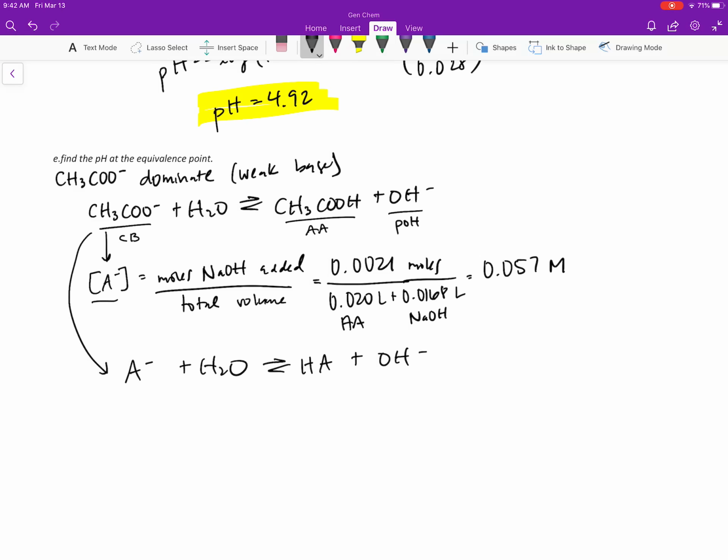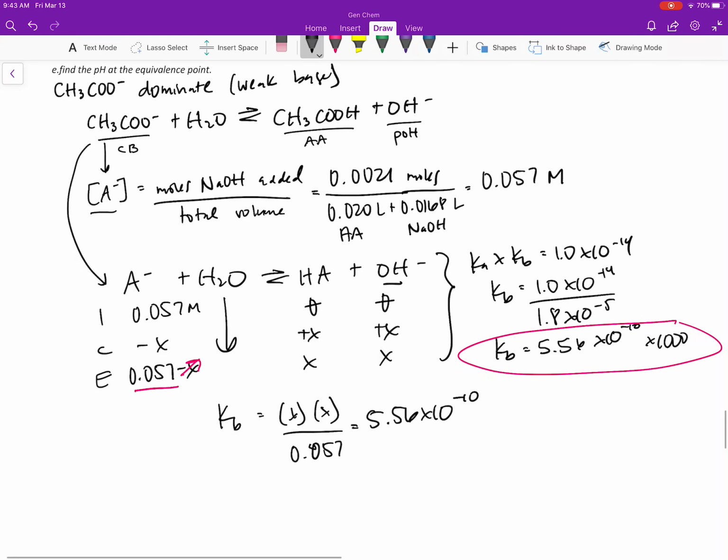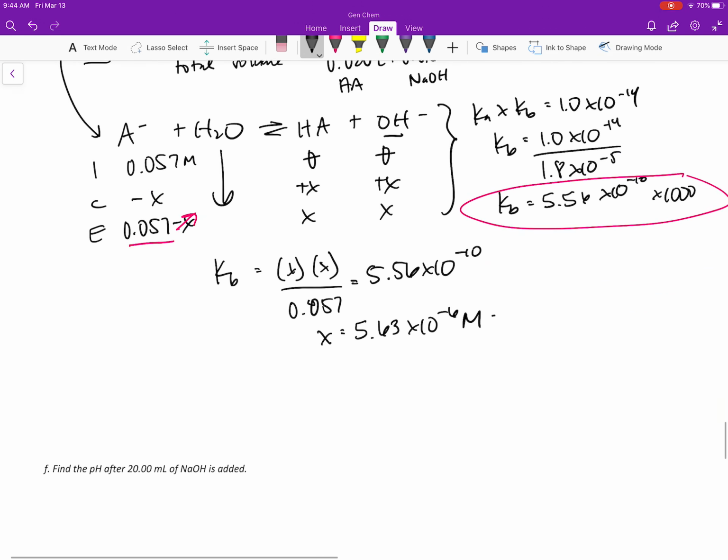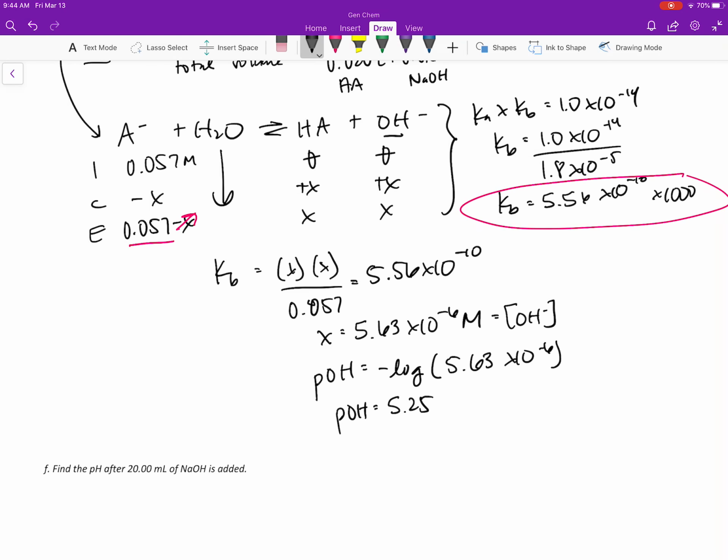So now I'm going to take Kb, products over reactants. Set that equal to my Kb value and solve for X, which is 5.63 times 10 to the negative 6 molarity. Now this is equal to the OH minus concentration, so when I plug it into the negative log of, I'm technically solving for the pOH. The pOH, when I solve for that, is 5.25.